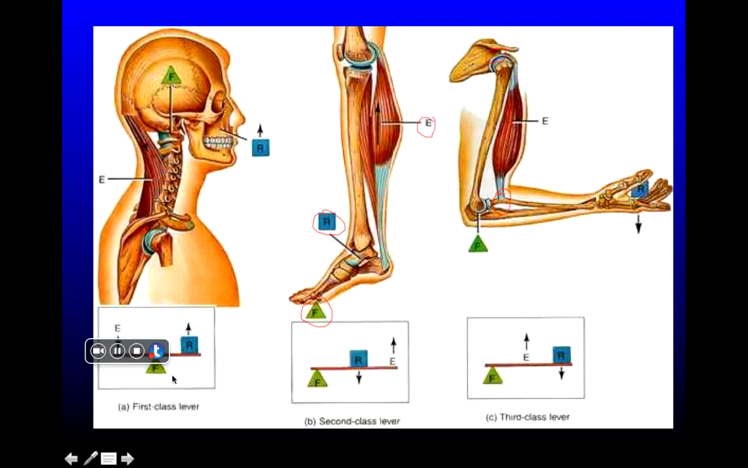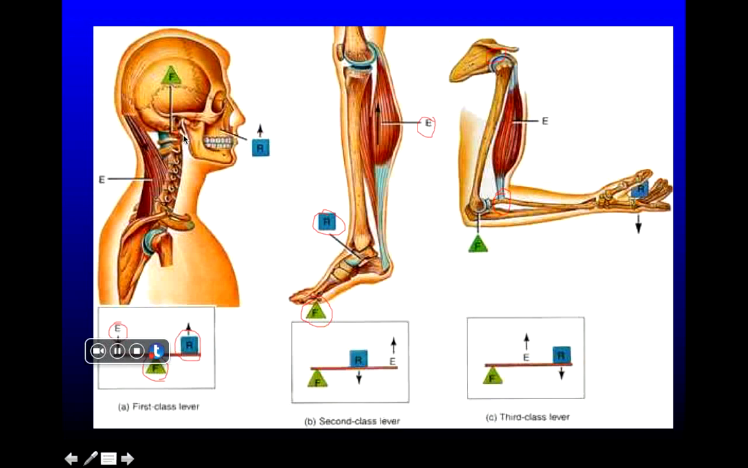So if you look at these different classes of levers, we have first class, second class, and third class levers. The difference between the three is where each of these three components are in relation to the other. So in the first class lever, we have the energy on one side, let's say it's pushing down. Then you have the fulcrum in the middle, and the resistance is being moved up.